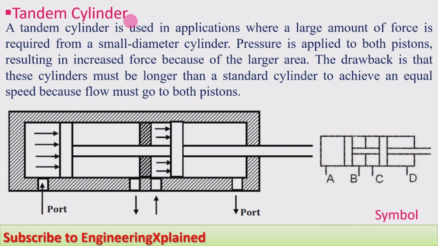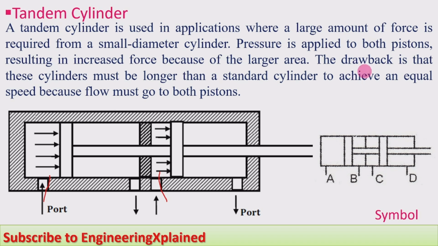Next, I will take the tandem cylinder. A tandem cylinder is used in applications where a large amount of force is required from a small cylinder. For a small diameter cylinder, if a large amount of force is required, this type of cylinder is used. Pressure is applied to both pistons, resulting in increased force because of the larger area. Here it consists of two pistons, and both pistons are forced by the supply of fluid. There are two inlet ports for this tandem cylinder, and due to the larger area considering both pistons, the force will be more.